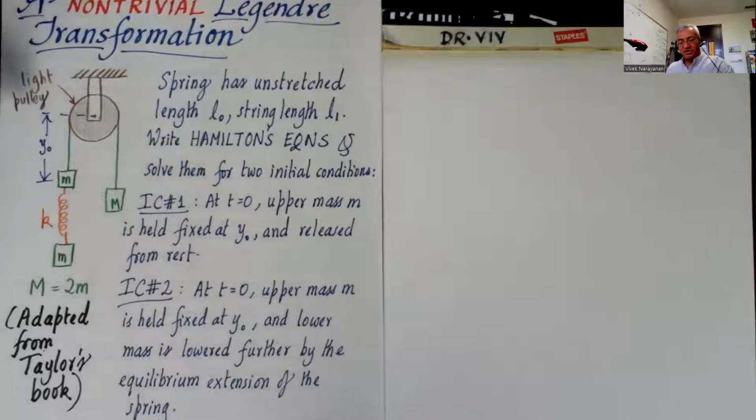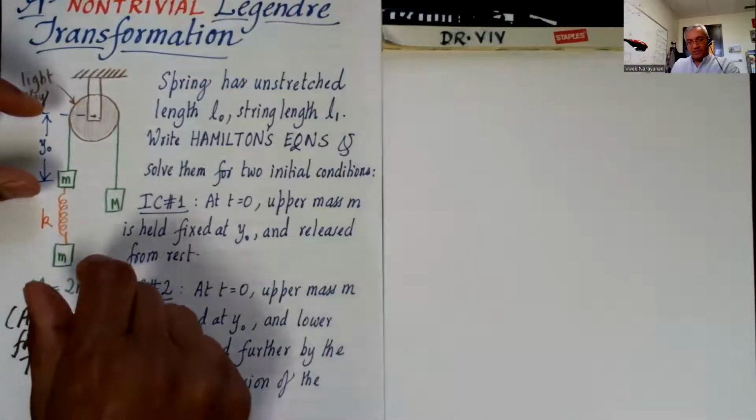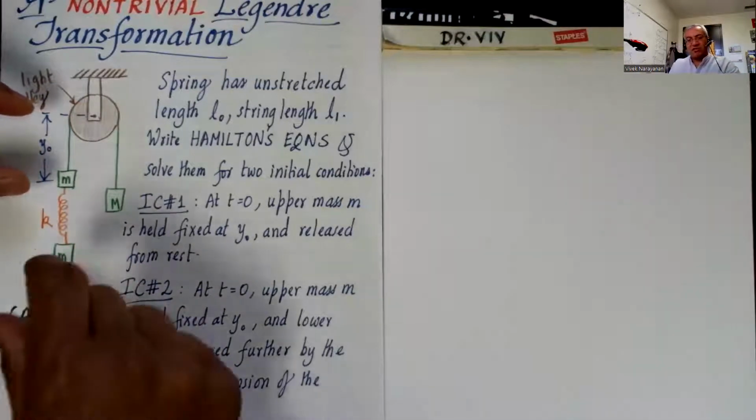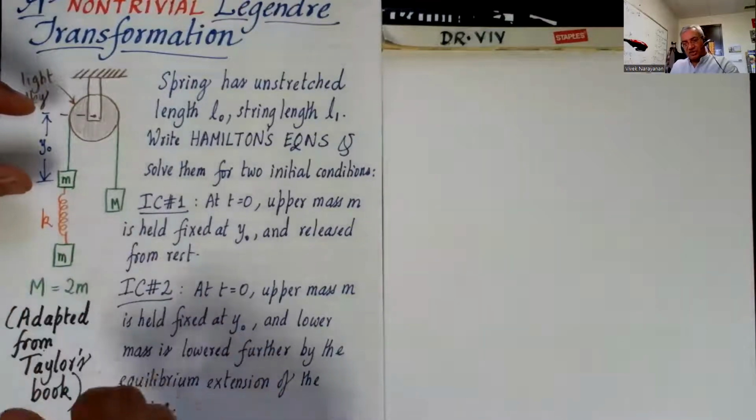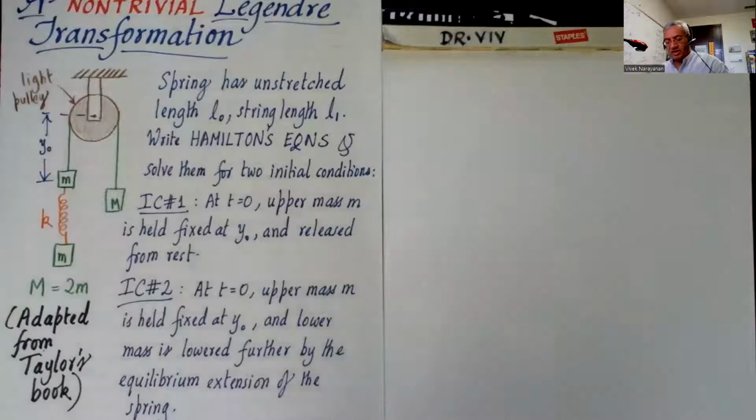The second initial condition is you keep that fixed and you pull this down by a further amount. So this has got some equilibrium stretch, let's call it x sub e, and then you double that stretch, and then you let the whole thing go and see what happens. So that's an interesting and fun problem. So I thought we should do it.